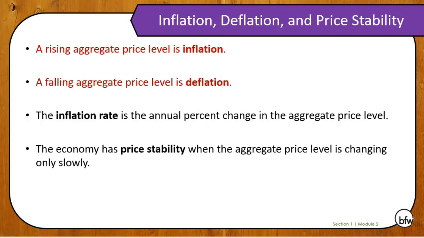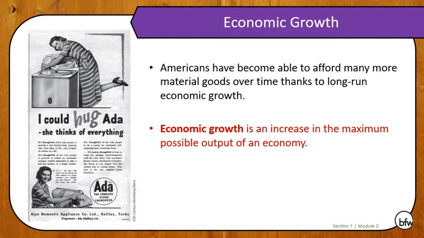A rising aggregate price level is inflation. A falling aggregate price level is deflation. Again, we're going to go into more detail on a lot of this stuff in later modules. The inflation rate is the percentage change in the price level. The economy has price stability when the price level is changing slowly. We'll talk about what the target inflation rate is in the United States.